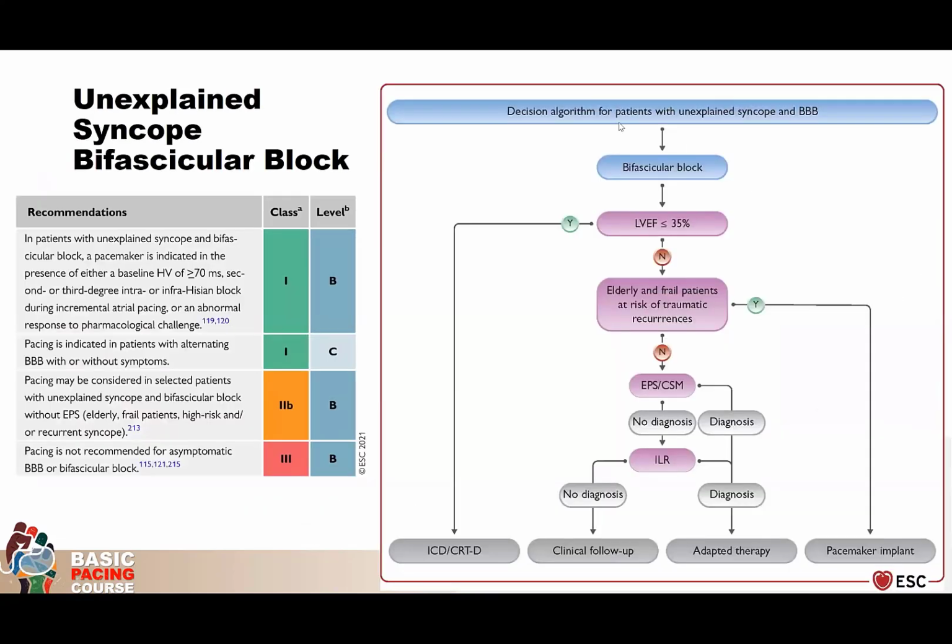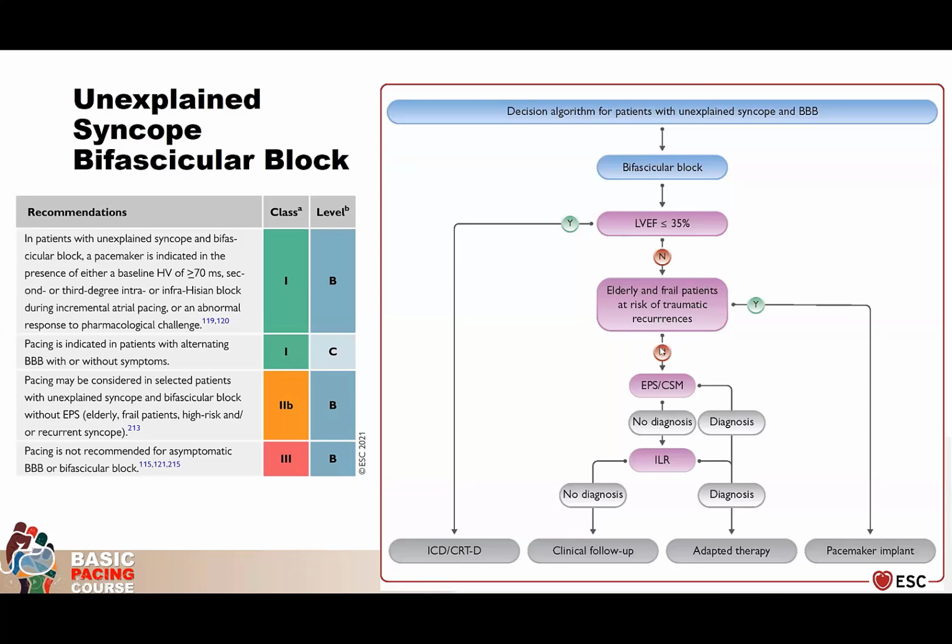So for this patient, the algorithm to follow is, you have a patient with unexplained syncope, but he has bundle branch block, true bifascicular block. If he has an LV ejection fraction less than 35 with his bundle block, he is indicated for a CRT. If he has a preserved LV ejection fraction and he's too old and frail, you are justified to implant your pacemaker because of the high risk of trifascicular or complete heart block.